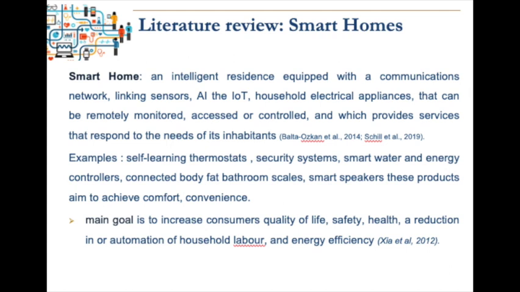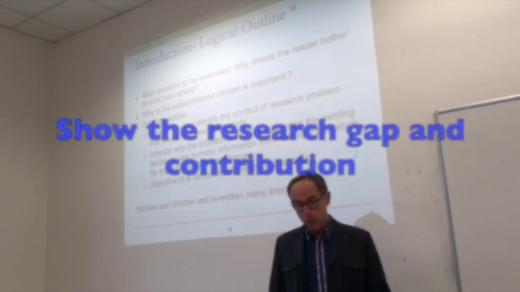Examples are self-learning thermostats, security systems, smart water and energy controllers, connected body fat or bathroom scales, and smart speakers, and these products aim to achieve comfort and convenience for their users. The main goal is to increase consumers' quality of life, safety, health, a reduction in or automation of household labor, and energy efficiency. And you have to clearly show what your gap is.